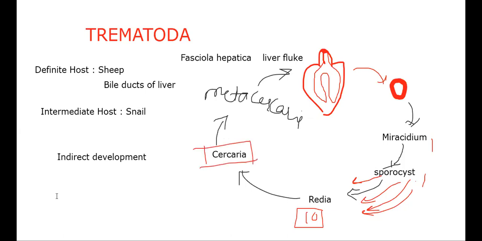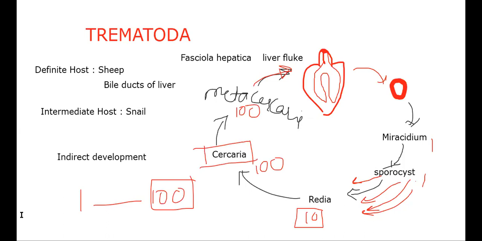That means here how many did it become? 100 cercariae, which will become 100 metacercariae, and each metacercaria develops into an adult. So you see, a minimum of one egg gives 100 individuals, that is a speciality. The production capacity is there for the larval forms, not for the adult. The adult is producing, but not only the adult, the larva is also, particularly these two larval forms.